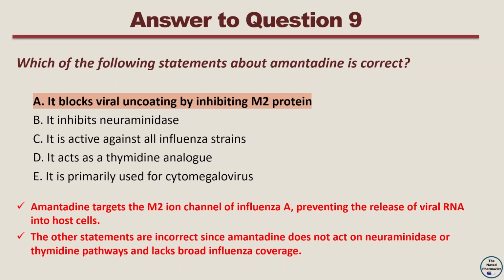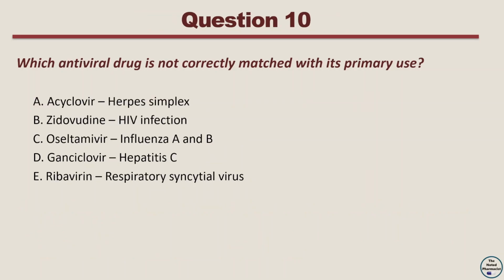Question 10. Which antiviral drug is not correctly matched with its primary use? Option A, acyclovir, herpes simplex. Option B, zidovudine, HIV infection. Option C, oseltamivir, influenza A and B. Option D, ganciclovir, hepatitis C. Option E, ribavirin, respiratory syncytial virus.